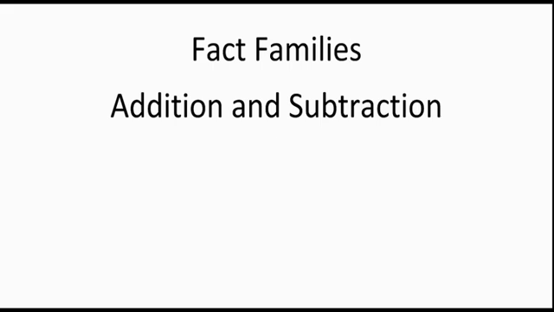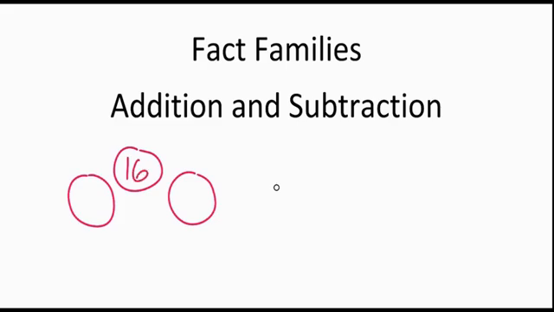So for each of these fact families I'm going to show you, you should have 4 different equations. Let's start with an example. So I'm going to draw 3 circles. Okay, 1, 2, 3. And I'm going to put the number 16 in this circle. And I'm going to put the number 9 and 7 right here. Okay? So we're going to think about how these numbers are related.